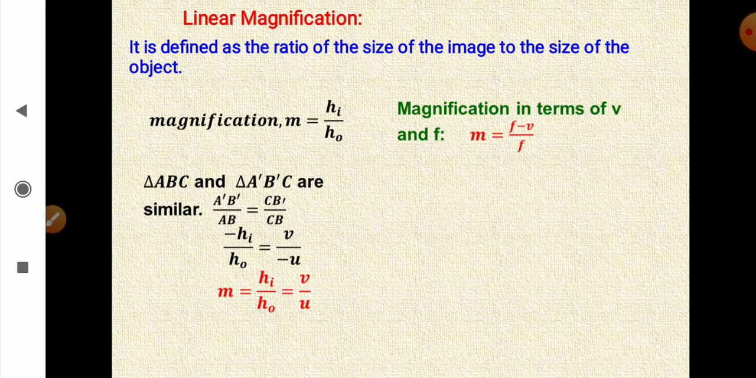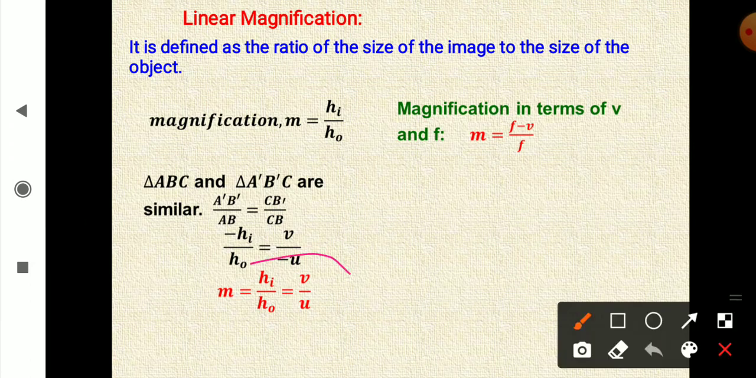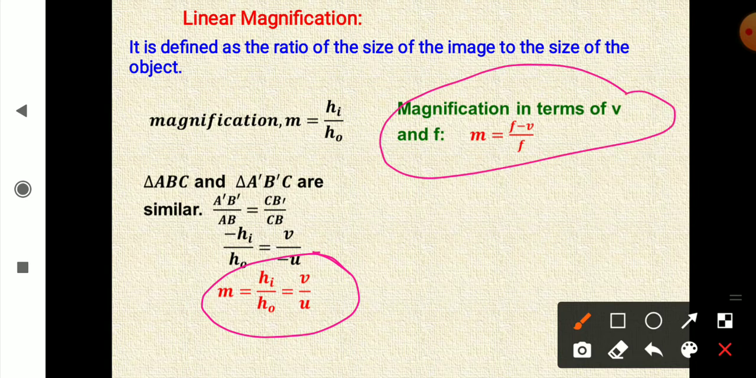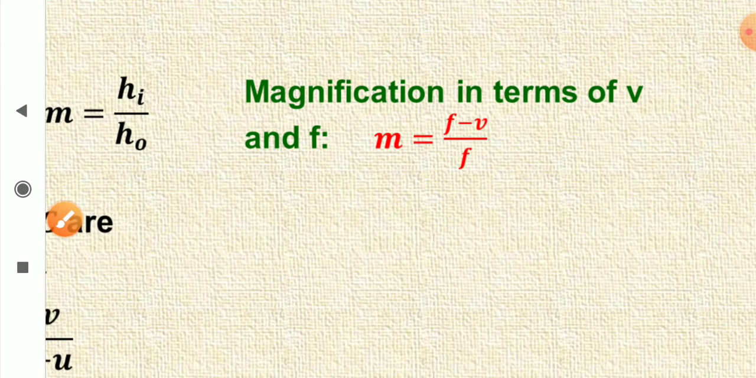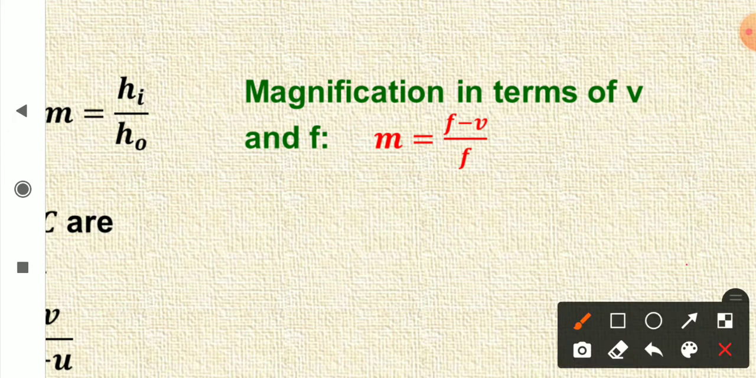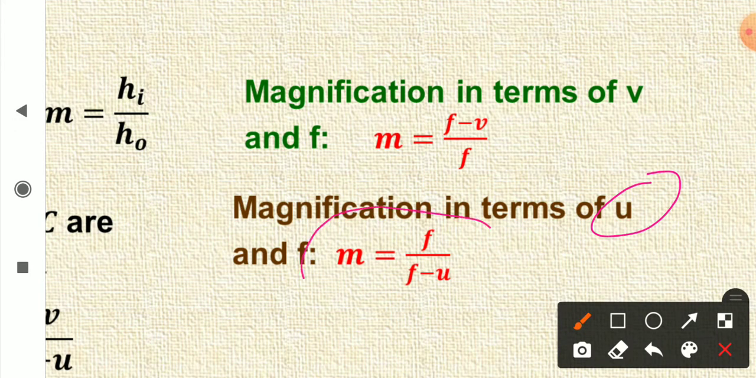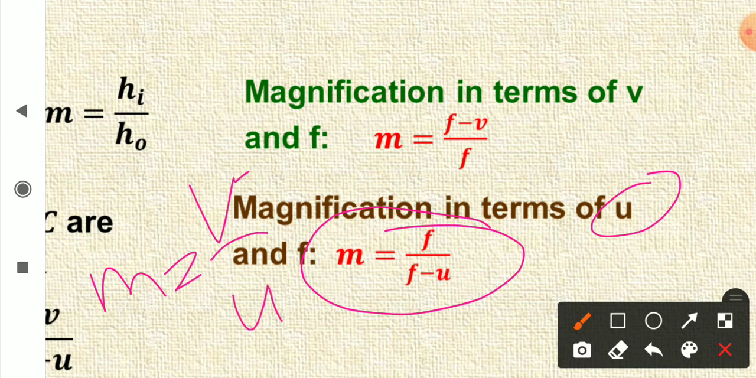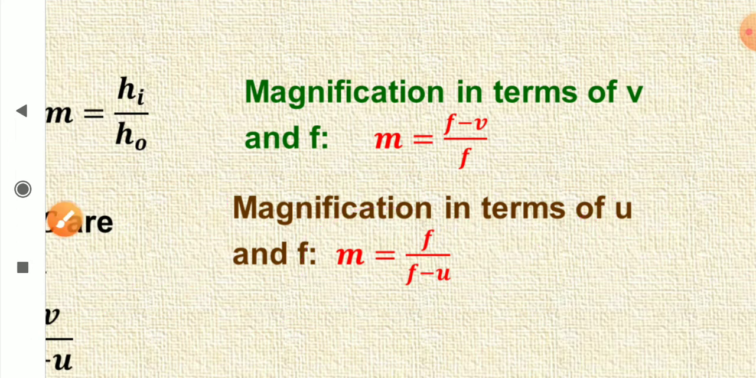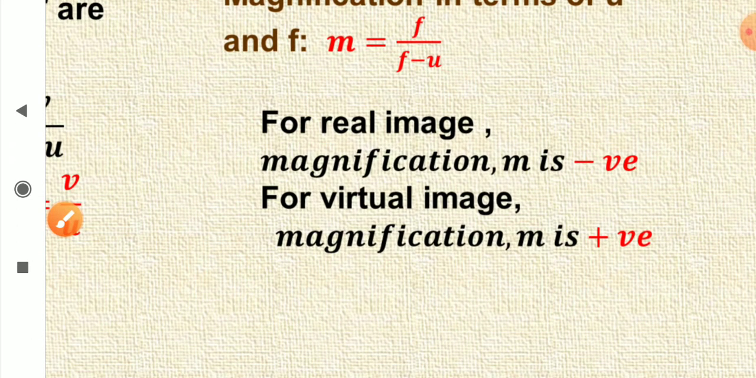Using the lens formula and this relation, we can arrive at further relations. Magnification in terms of V and F is M is equal to (F minus V) upon F. Similarly, magnification in terms of U and F, using the lens formula and M is equal to V upon U, you get M is equal to F upon (F minus U).